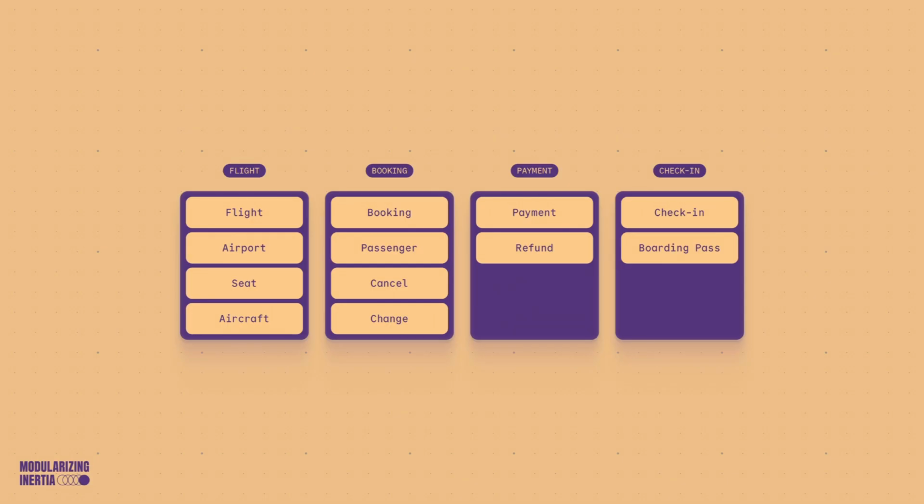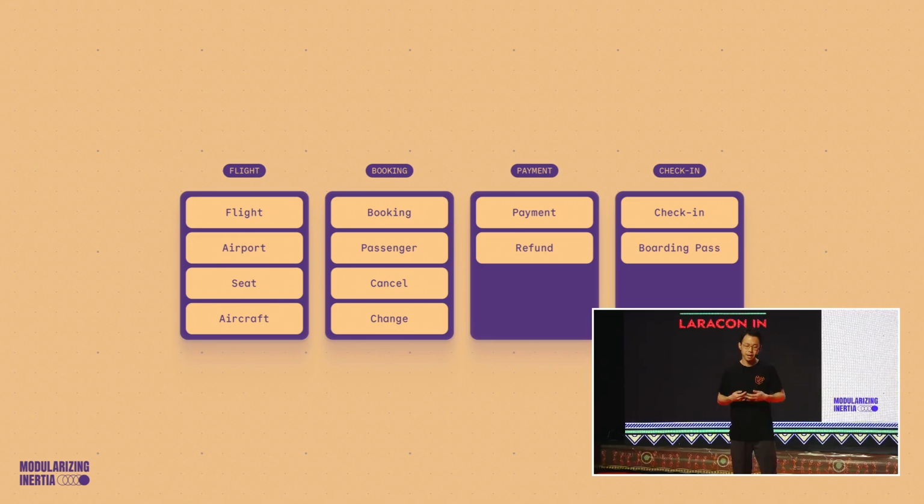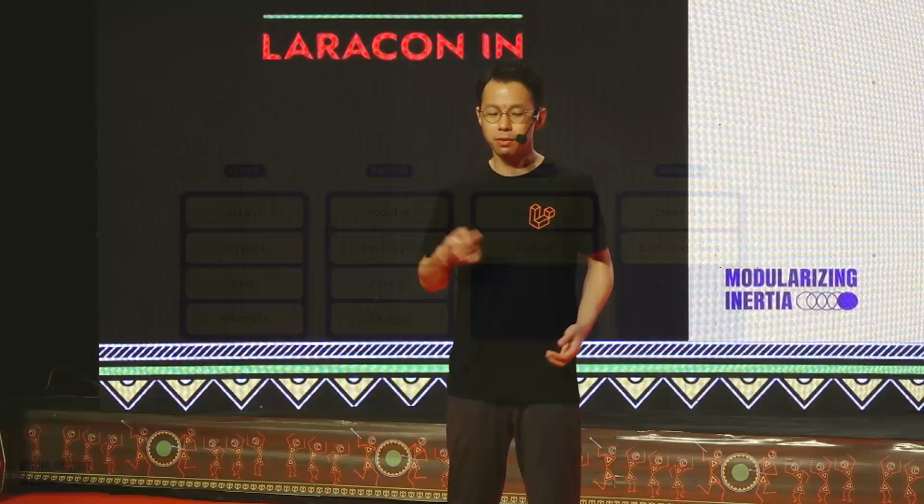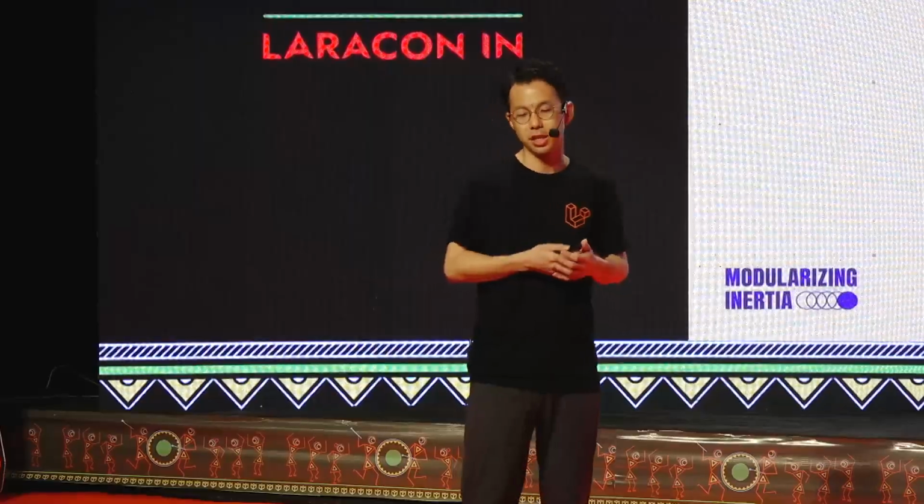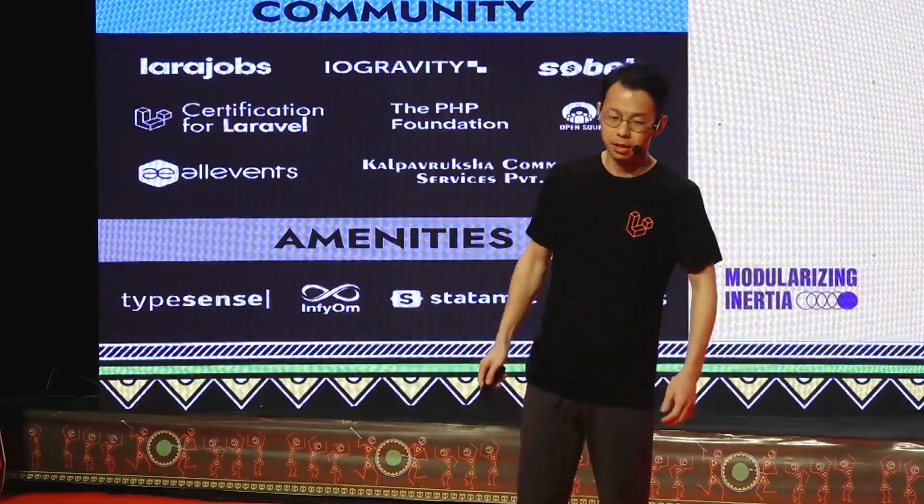And this application has 4 modules. The flight module handles flight scheduling and airport information, seat availability, aircraft information, and booking information. The booking module handles the booking of the flight, passenger details, cancellation of the flights, and change of the flight as well. And the payment module handles the payment and refund. The check-in module handles the check-in, sending check-in reminders, or generating boarding passes.